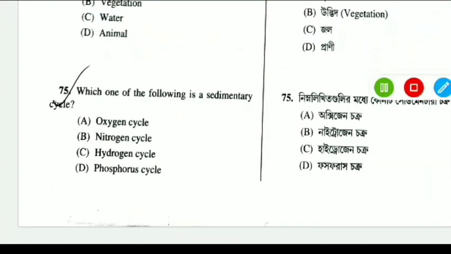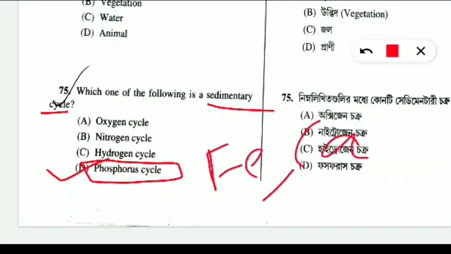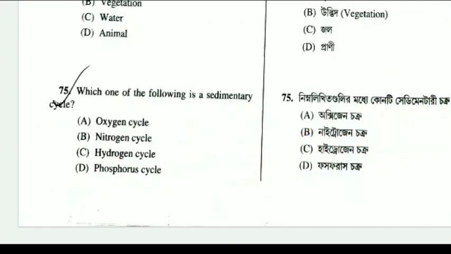Which one of the following is a sedimentary cycle? Yes, this is also important. The biogeochemical cycle is one of the frequent questions in the examination. So here, very easy, if you know, option D will be correct. Phosphorus cycle is the sedimentary cycle. So you should also know what the other sedimentary cycles are: iron, calcium, sulfur and phosphorus. These are all sedimentary cycles. So let's move on to the next question.